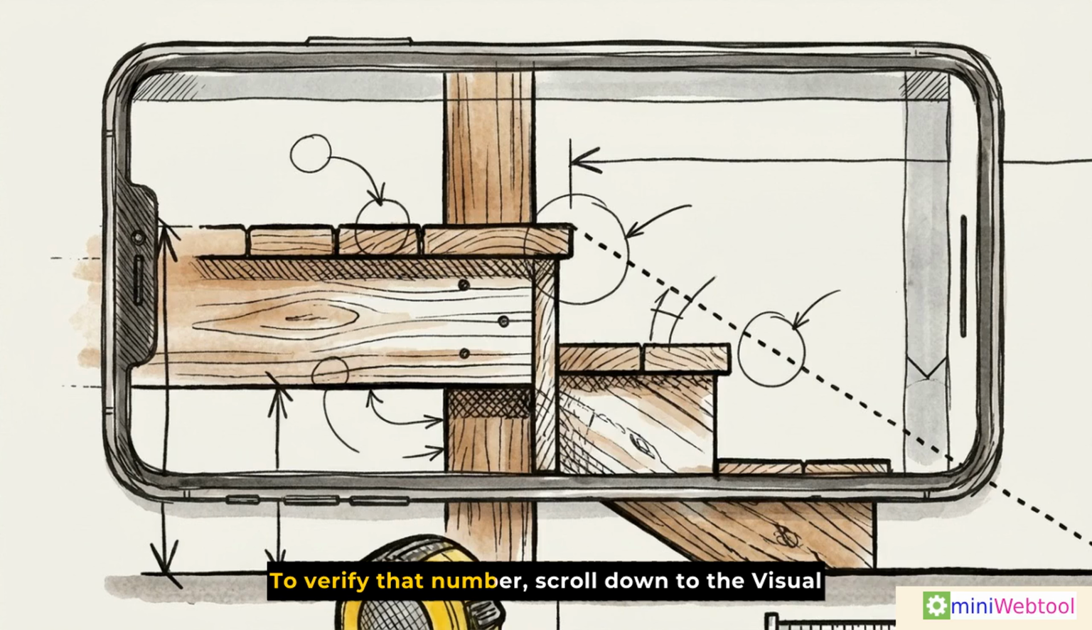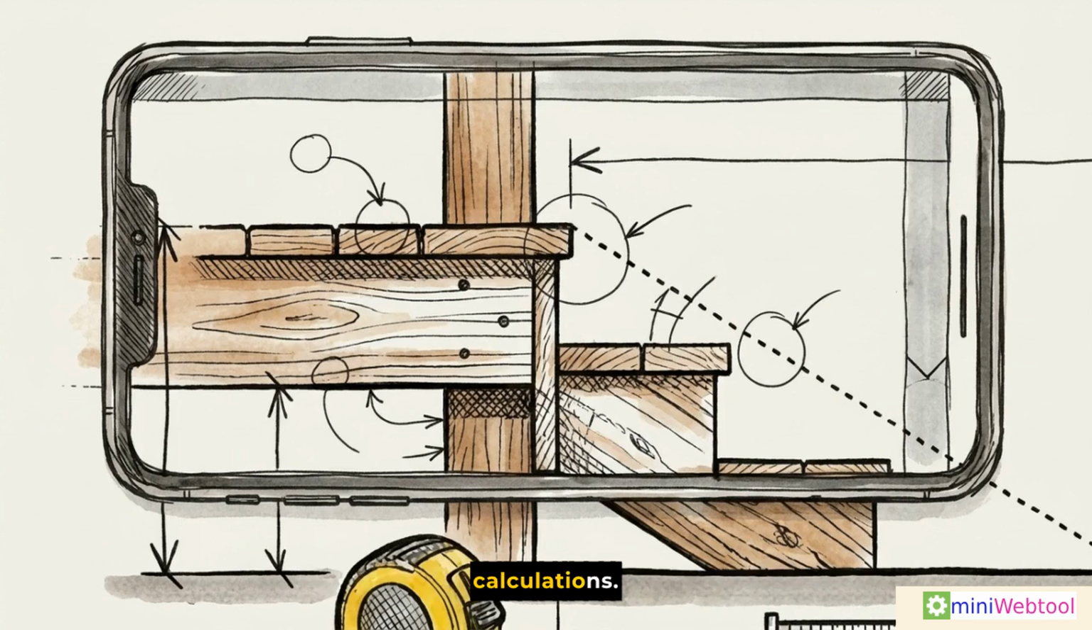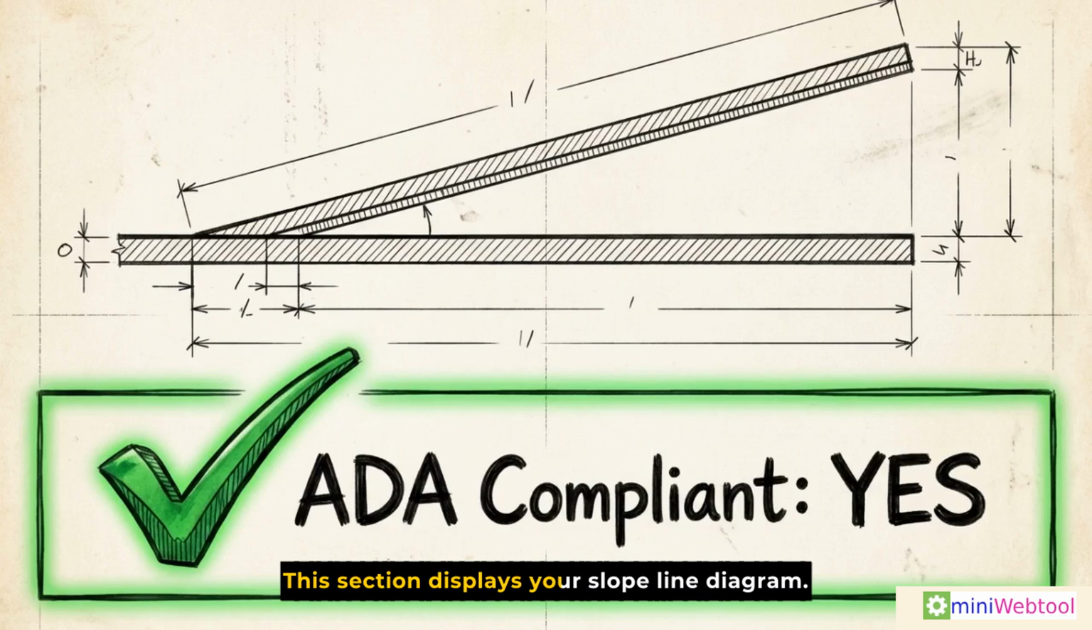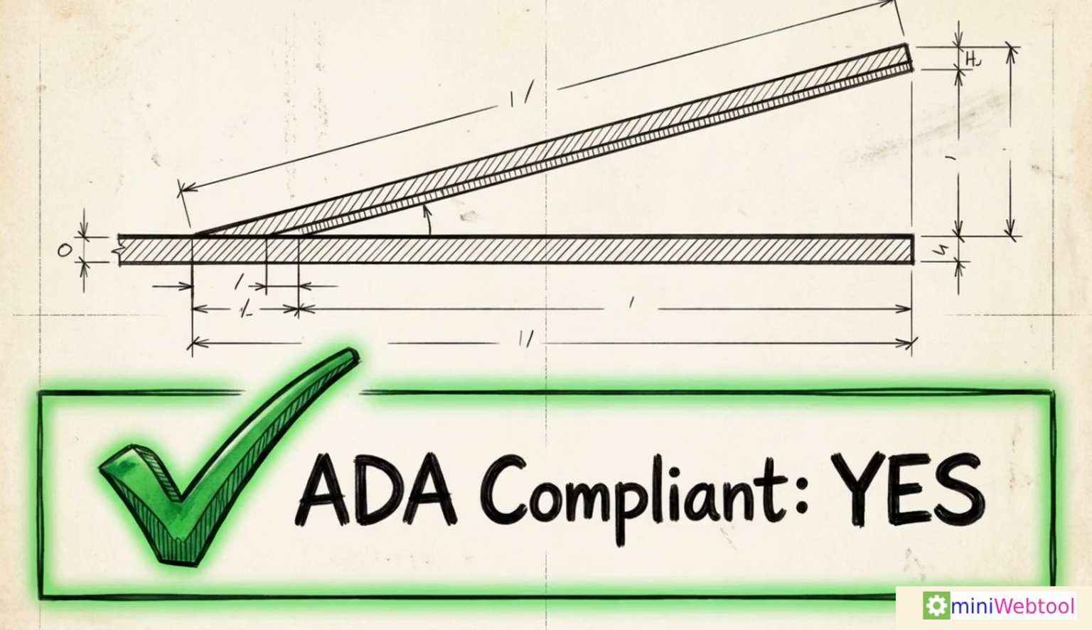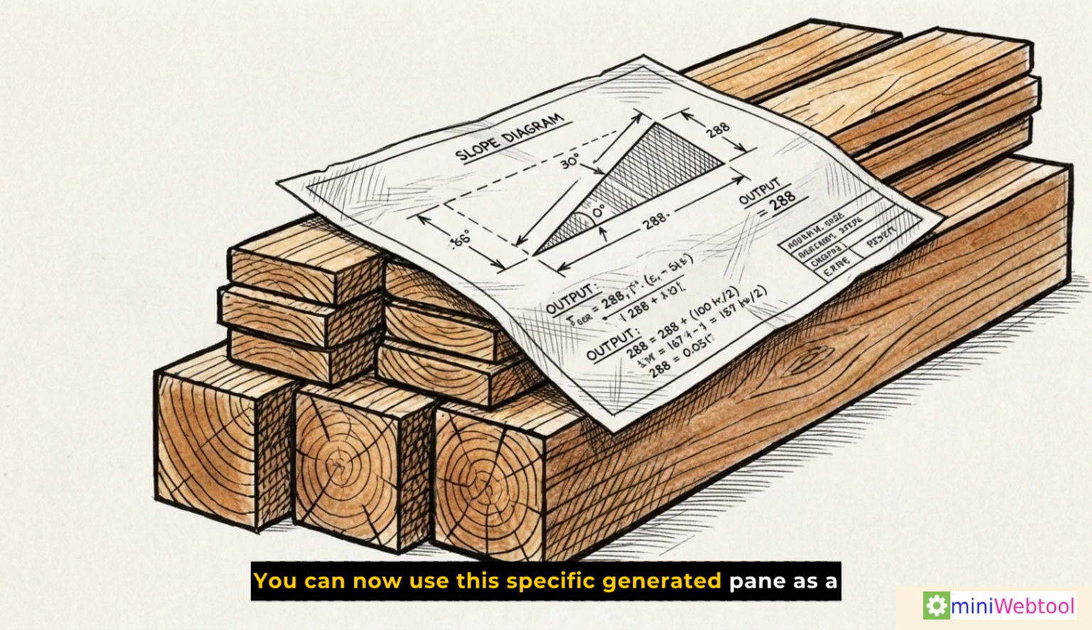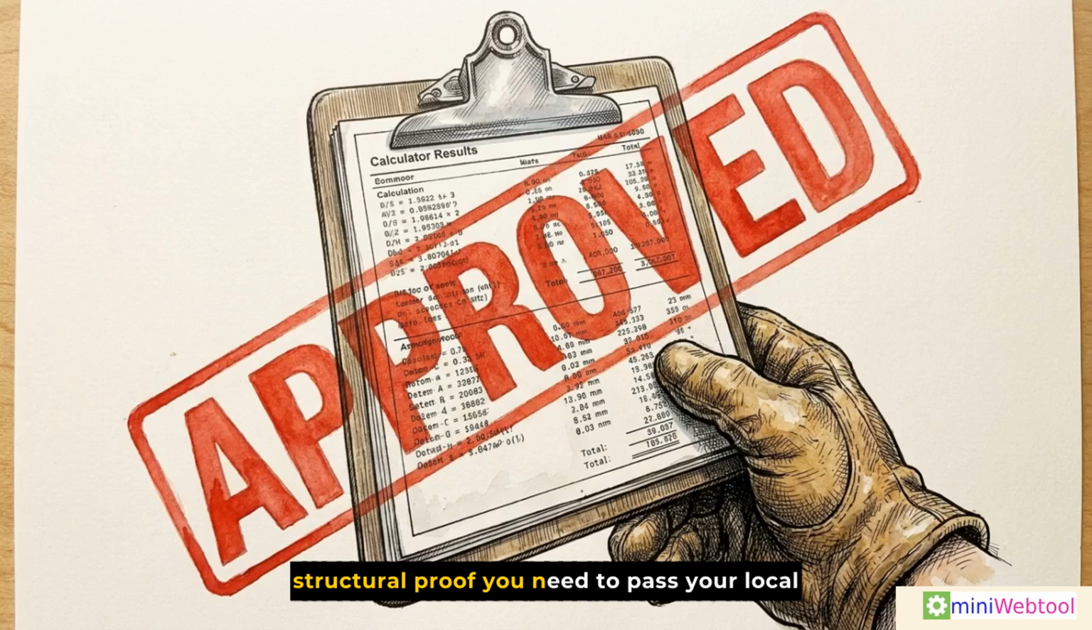To verify that number, scroll down to the Visual Steepness gauge located beneath the raw calculations. This section displays your slope line diagram. Look specifically for the green check mark to confirm your design is legally compliant. You can now use this specific generated pane as a mathematical blueprint for your build, and as the structural proof you need to pass your local building inspector's review.